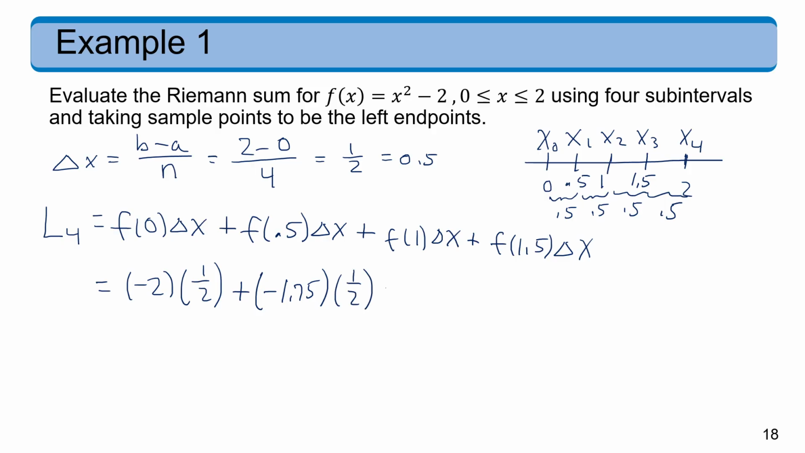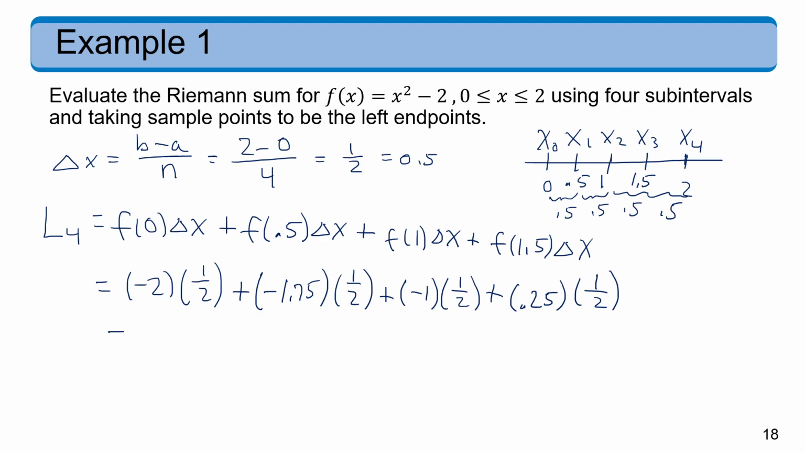Then we go to f of 1. So that's 1 minus 2, right, which is negative 1, times delta x is 1/2. Okay, now f of 1.5. So 1.5 squared is 2.25, and then when you subtract 2, we get 0.25. And then the delta x is 1/2.